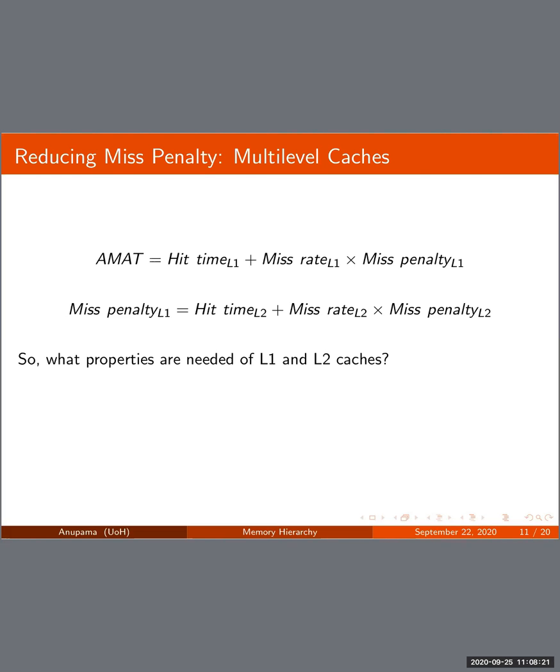Now, if you have a third level cache, the miss penalty of L2 cache will be equal to hit time of L3 plus miss rate of L3 into miss penalty of L3. Possibly, and most of the times after the level 3 cache, we have the main memory. So at that point, the miss penalty of L3 will be equal to the main memory access time. So it stops there.